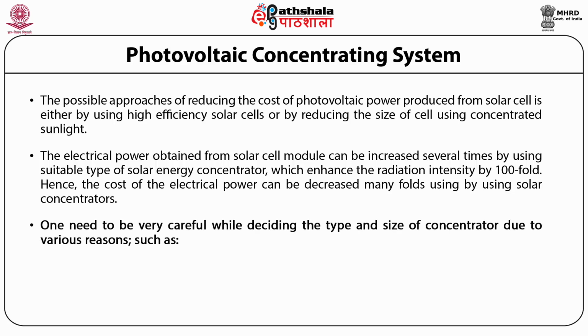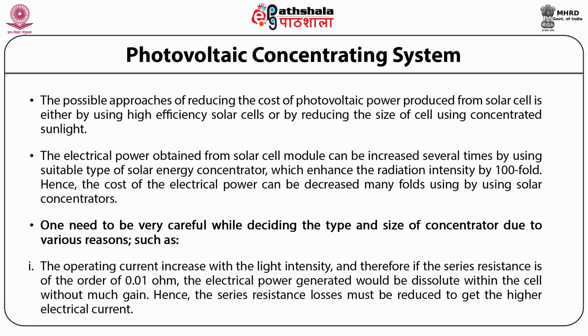So one needs to be very careful while deciding the type and the size of the concentrator due to various reasons such as: first, the operating current increases with the light intensity, and therefore if the series resistance is of the order of 0.01 ohm, the electrical power generated would be dissipated within the cell without much gain.